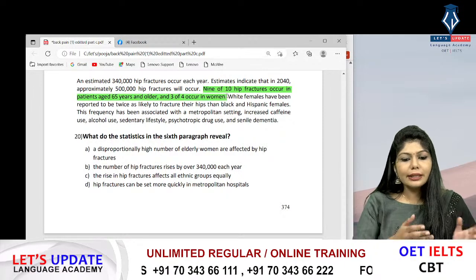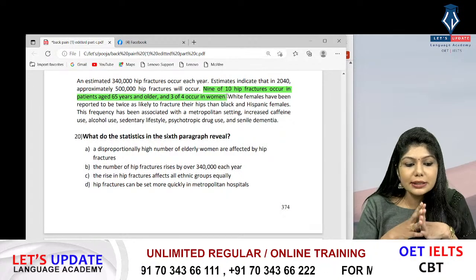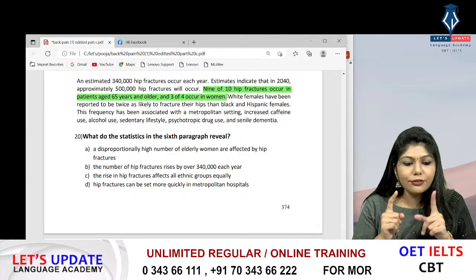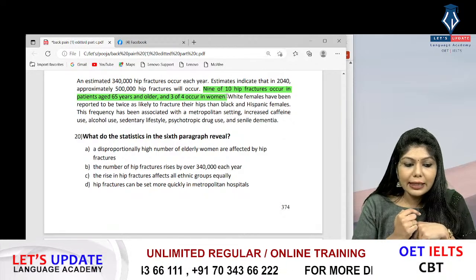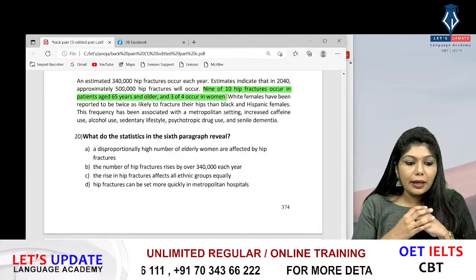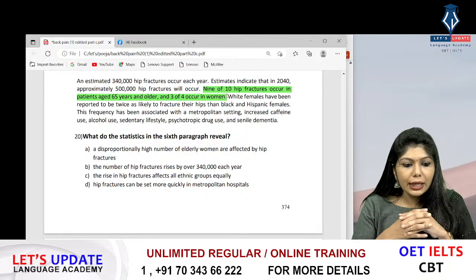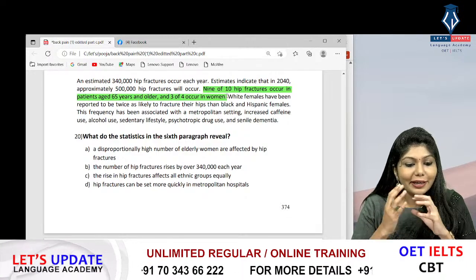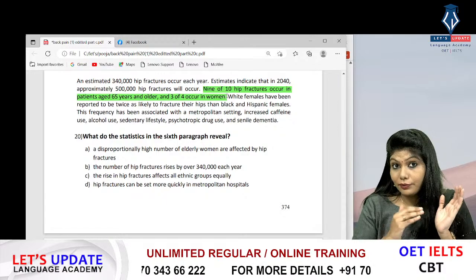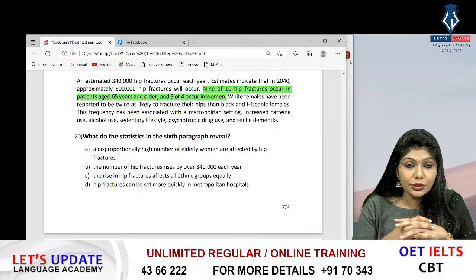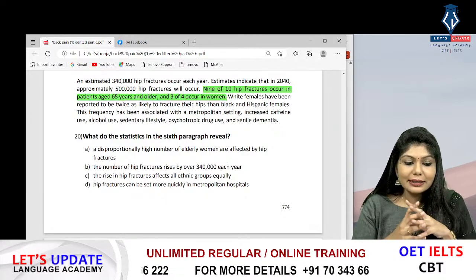9 out of 10 hip fractures occur in patients aged 65 years and older, and 3 of 4 occur in women. That means it occurs largely in the older population, and a high number of elderly women are affected out of which. Okay, so because of that, we can say option A.